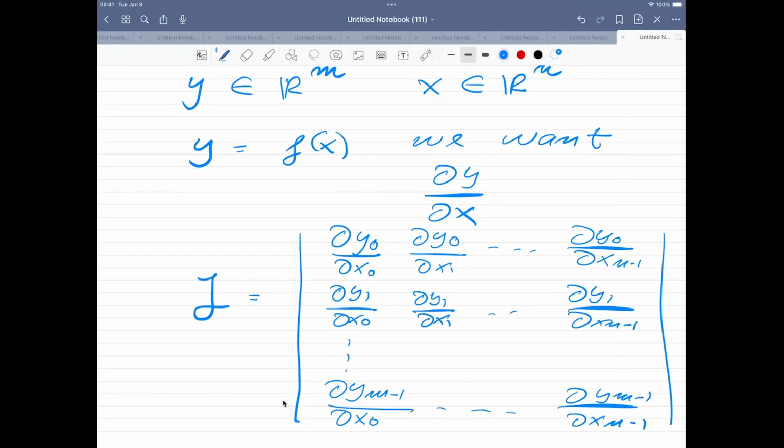Yes, that's just a definition. That's the way we typically would represent the derivatives of this function here. So this object here is actually dy dx.